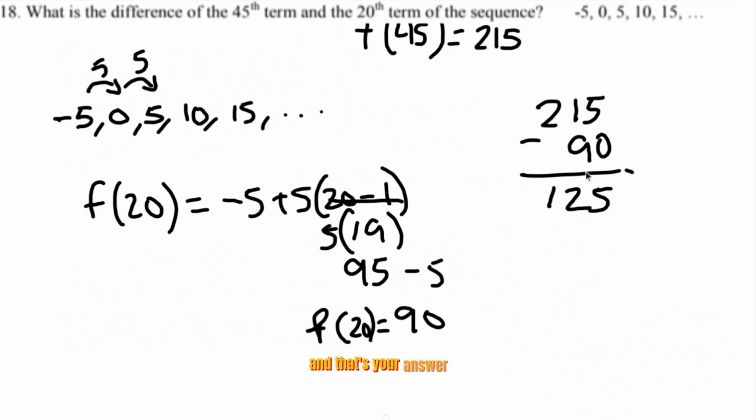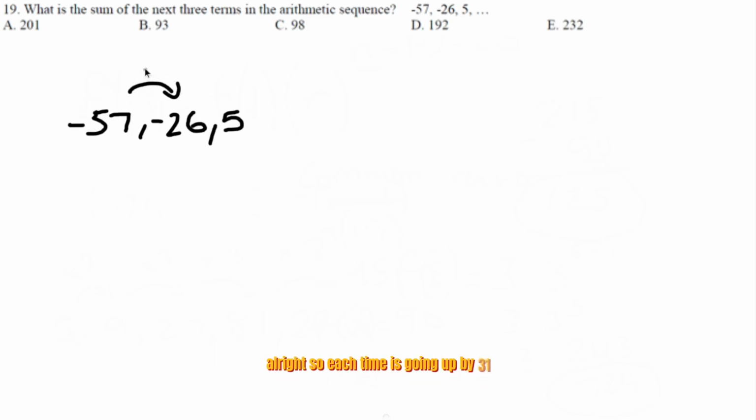And that's your answer. Alright, next. What is the sum of the next three terms in the arithmetic sequence? Negative 57, negative 26, and 5. Alright, so each time it's going up by 31. So we could use our formula here, but it's actually quicker this time to just add.